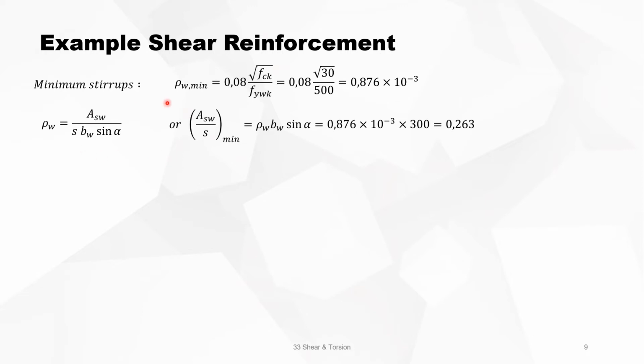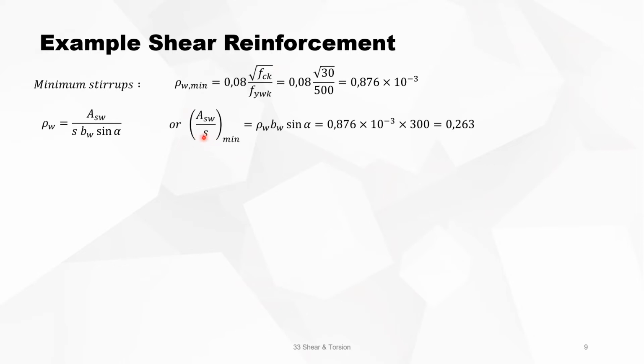Now, if we combine this, then you can see that ASW divided by S must be rho W BW sinus alpha. This is 1. This we calculated, so we have 0.263. So ASW over S, the minimum value of the shear reinforcement, is 0.263.